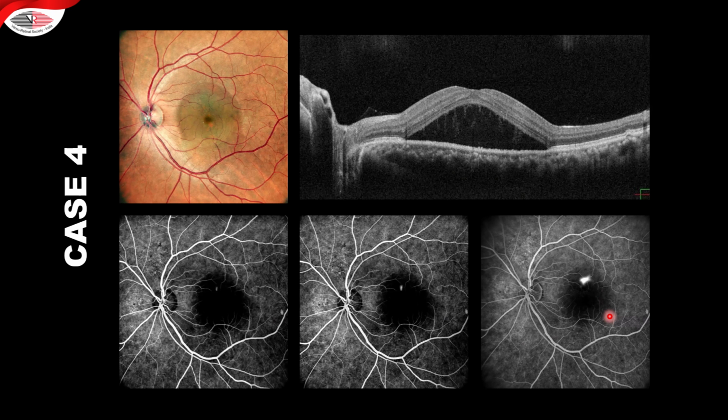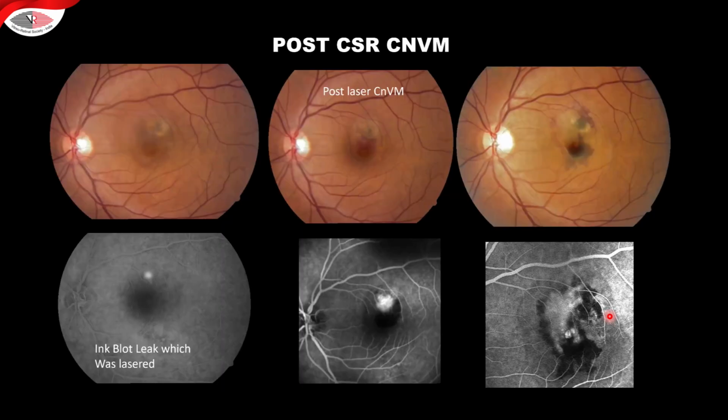So these define the site of leak, and nowadays we do angiography in CSR only if it is not resolving, not to really confirm the diagnosis, because the OCT helps us do that non-invasively. But if the fluid is not resolving beyond a few months, then we like to do an angiography to confirm the diagnosis. And at times, if the leak is extrafoveal, we can apply a mild laser to it and treat the condition.